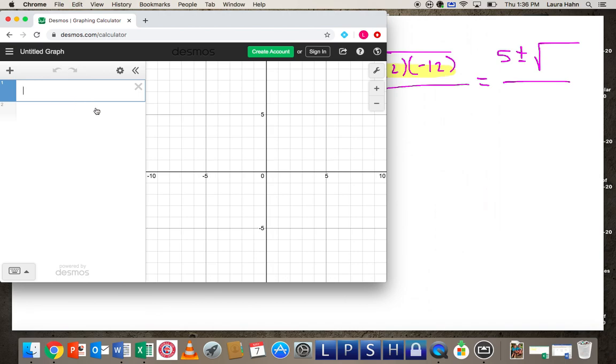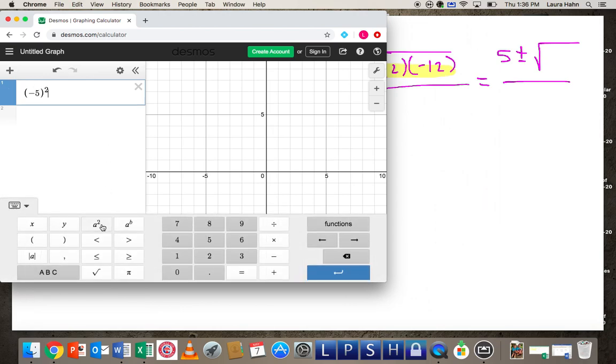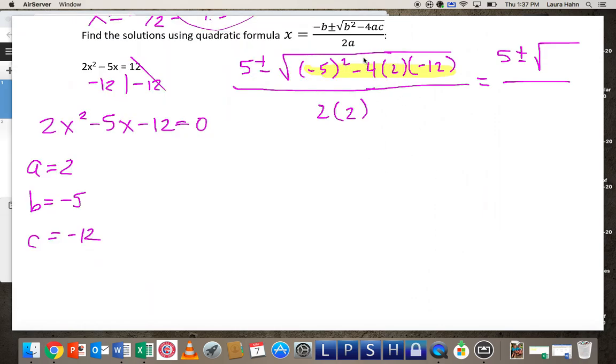All right, so I'm going to type in parenthesis, negative 5, close parentheses, squared, minus 4, parenthesis, 2, times negative 12. Close my parentheses. All right, there we go. So I typed only the inside of the radical. And it tells me that it's 121. So all of these numbers on the inside simplify to just 121.